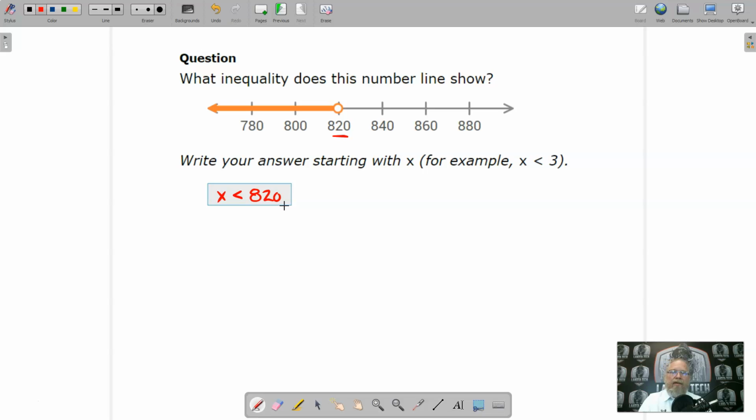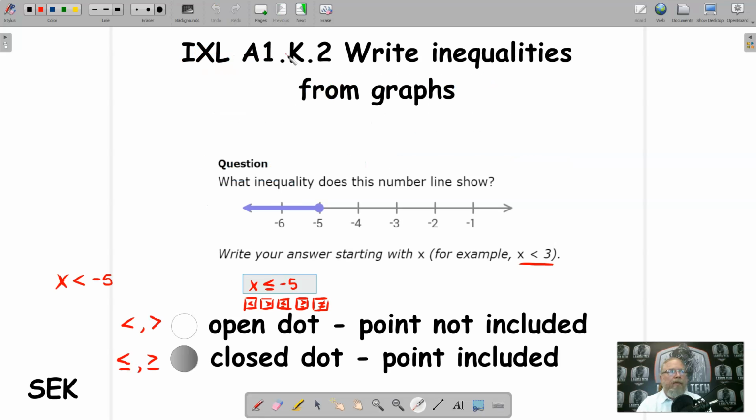And that concludes all of my examples for IXL A1.K.2 Write inequalities from graphs. Good luck with your activity.